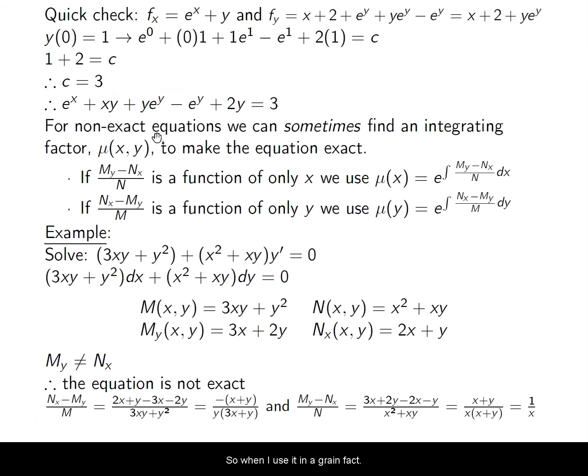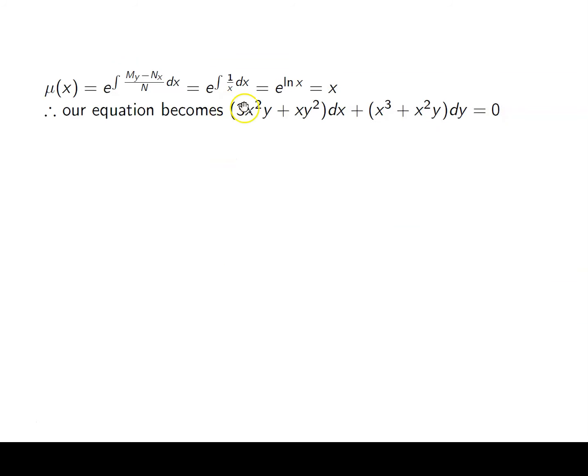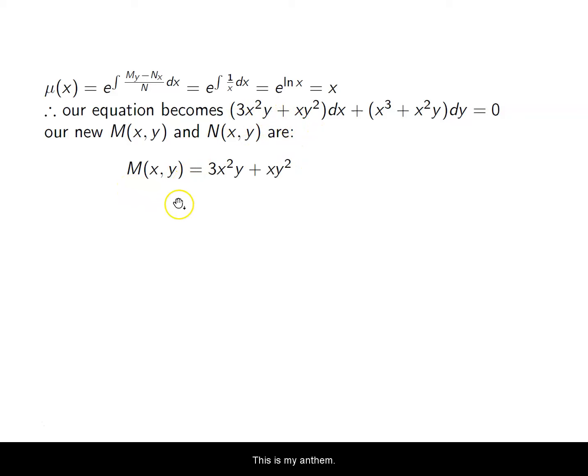So when I use this integrating factor on my original equation here, I'm just going to multiply this term by x and this term by x. So 3x squared y, xy squared, x cubed, x squared y, right? So I just increase, and now my equation is exact, right? So we can check just to make sure we're on the right path. This is my M function. This is my N function.